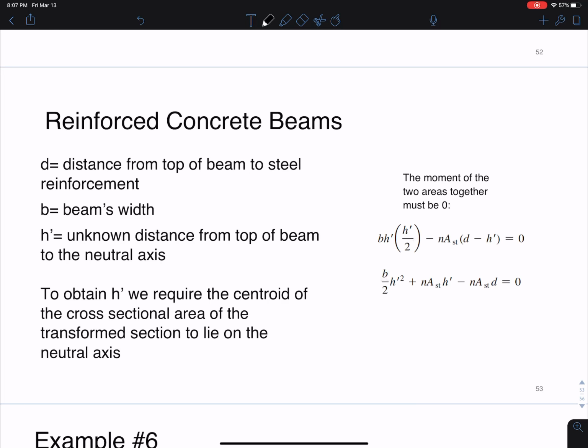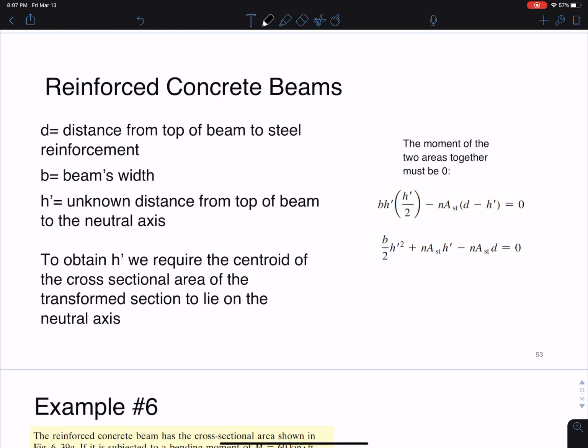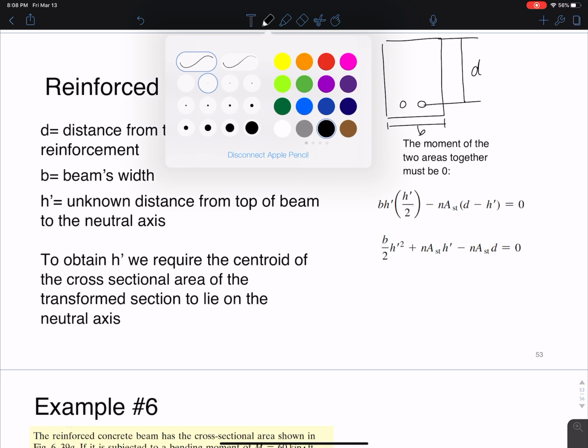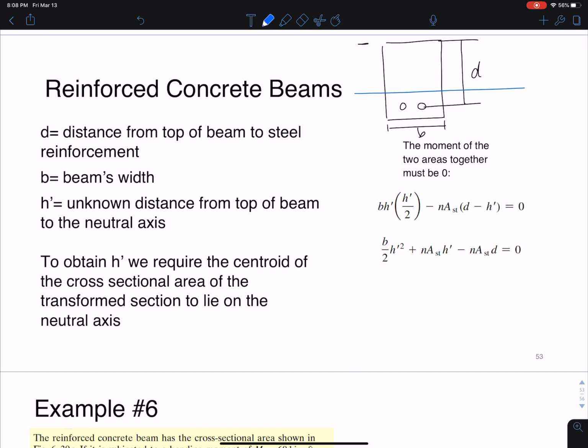So here, if we're talking about reinforced concrete beams, we have some defined distances that we can use. We have a distance d, which is the distance from the top of the beam to the steel reinforcement. So I'm going to redraw that picture here for you. This is the cross section. However much reinforcement you have, the distance d would be this. The beam's width here would be this b, and h' is the unknown distance from the top of the beam to some neutral axis, and that neutral axis location is no longer necessarily in the middle because the reinforcement changes it. So that's what we have to figure out.